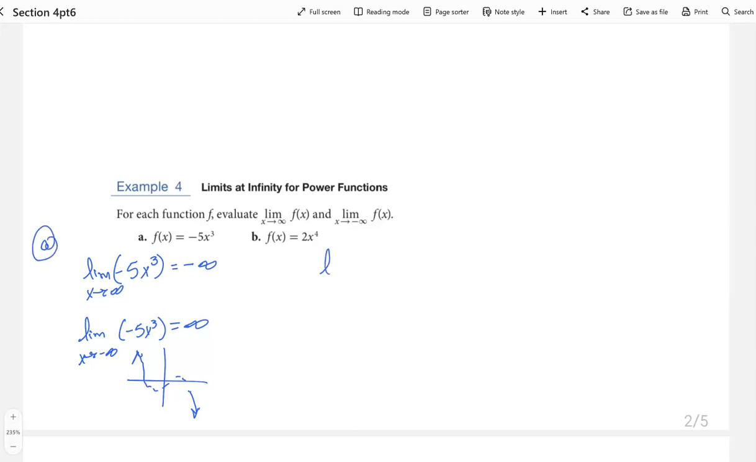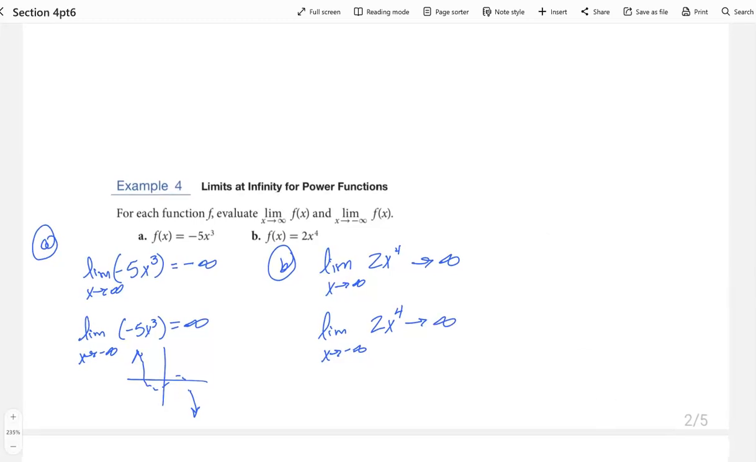B, taking the limit as x approaches infinity of 2x to the fourth, and as x approaches negative infinity. So as x gets larger and larger, this is going to be a positive because I'm raising it to the fourth power, and a positive times a positive is going to be a positive. Same kind of thing here. Negatives raised to an even power will end up being positive, and positive times a positive is a positive. So we would expect both sides to go up.